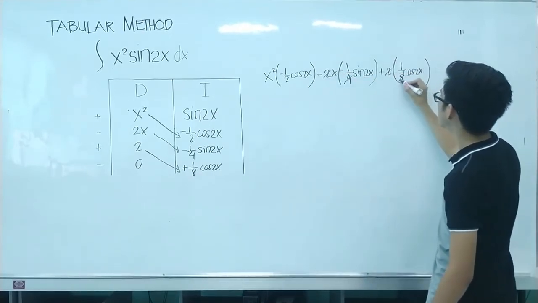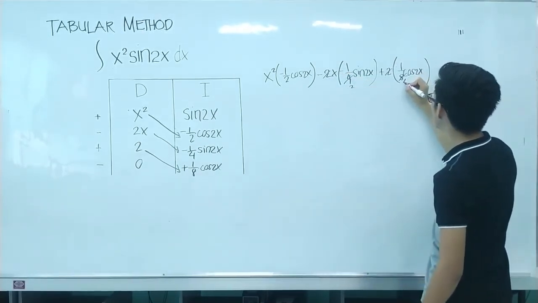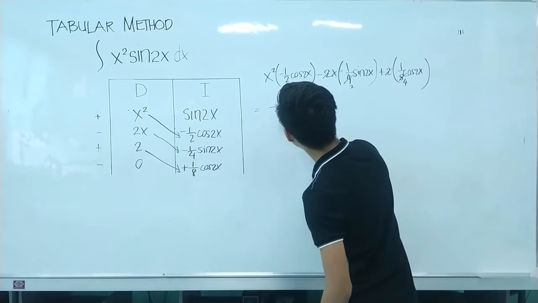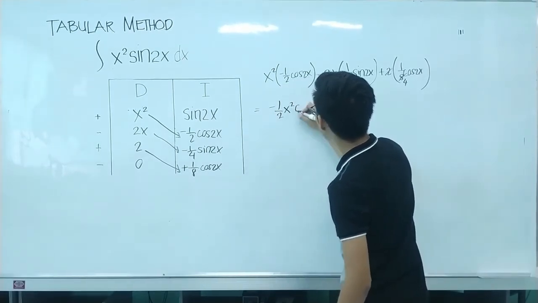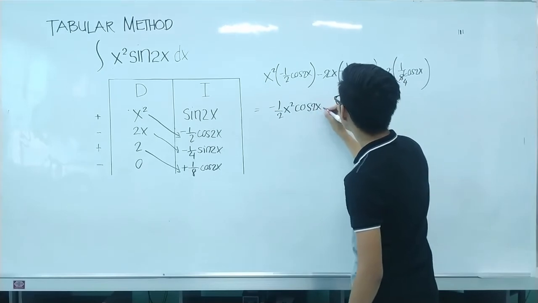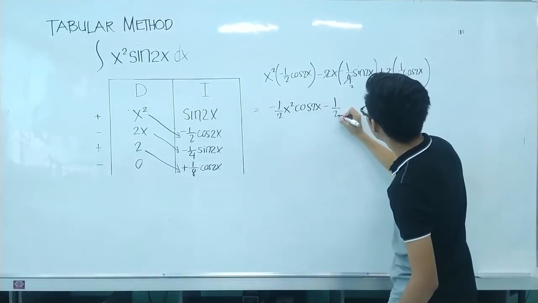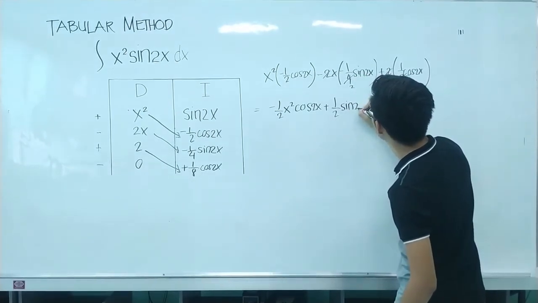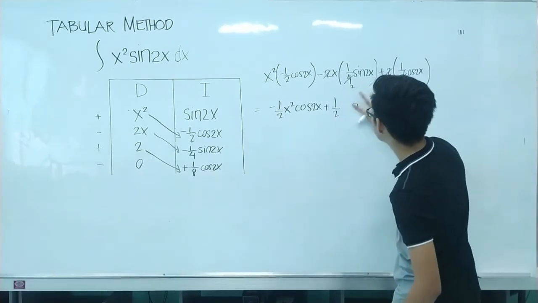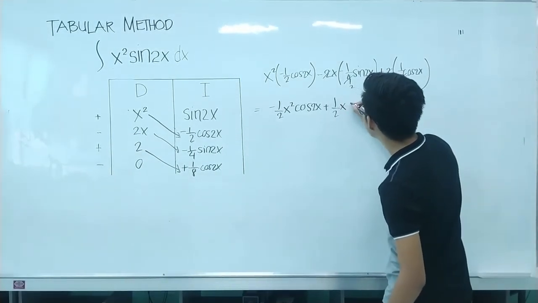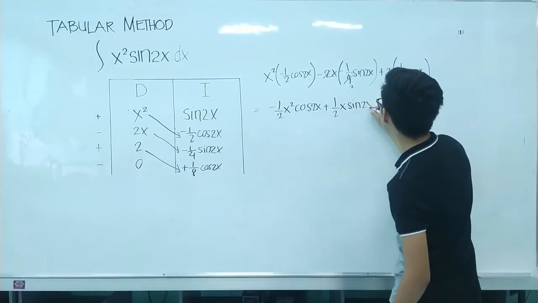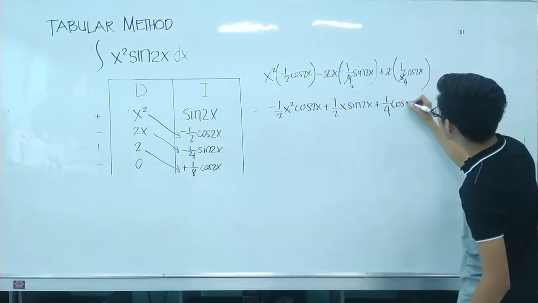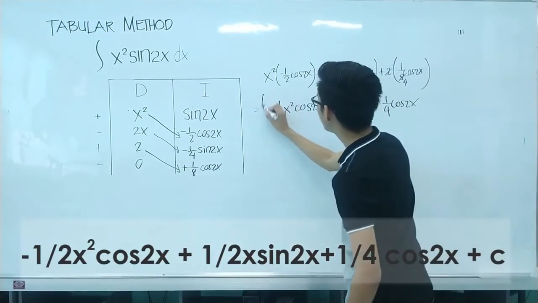Now, common terms: 2 and then 4. Then we can come up to a final answer equal to negative 1/2 x squared cosine 2x minus 1/2, plus due to the same sign, x sine 2x and 1/4 cosine 2x. And this is the final answer.